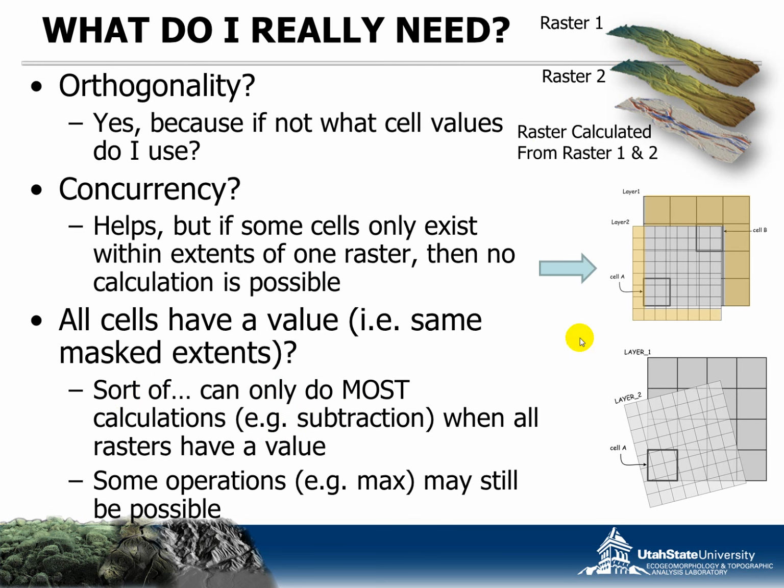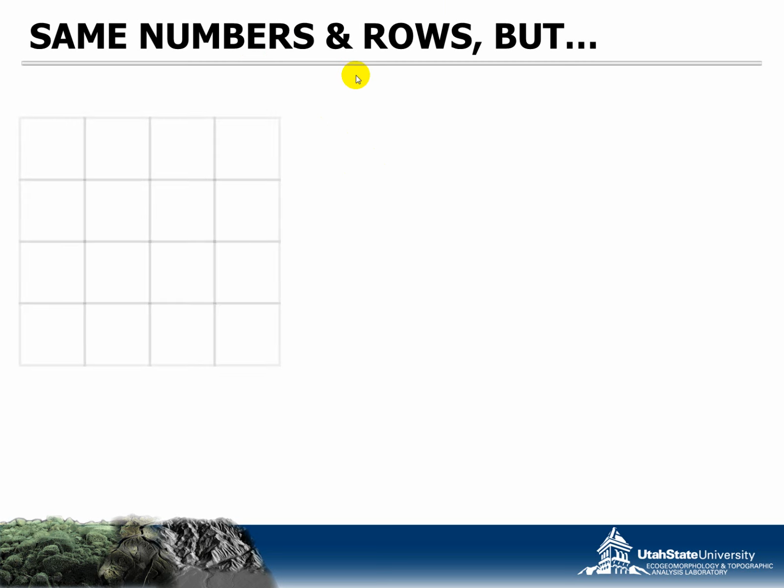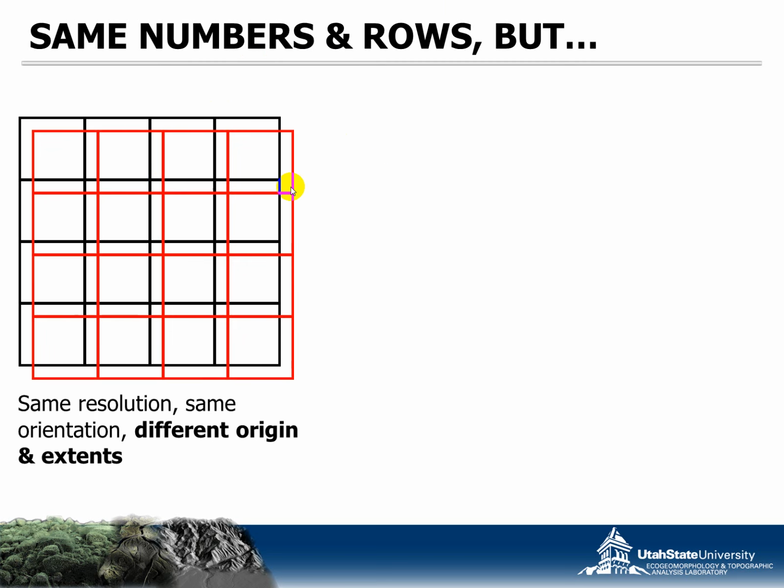So this is just an illustration here of that concurrency that we were just talking about. If I have the same number of rows and columns, here's one raster, here's another raster. In this case, I've got the same grid resolution, the same sizes, the same orientation, but I've got different origins and therefore different extents.